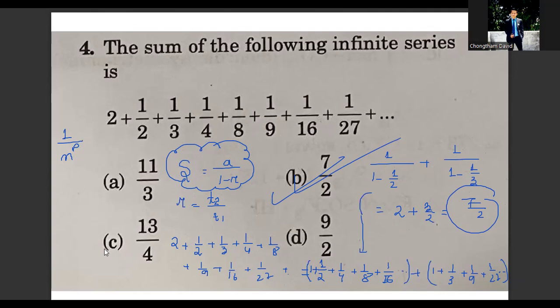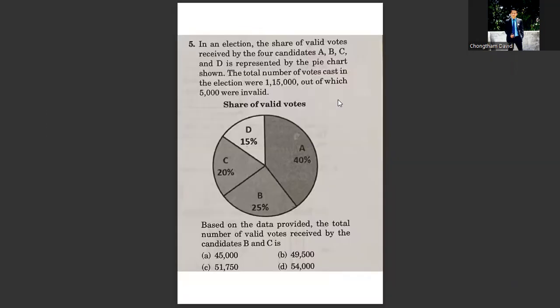Question number 5. In an election, the share of valid votes received by 4 candidates A, B, C, and D is represented by the pie chart shown. The total number of votes cast in the election were 1,15,000, out of which 5,000 were invalid. So this is the pie chart, and based on the data provided, the total number of valid votes received by the candidates B and C is.